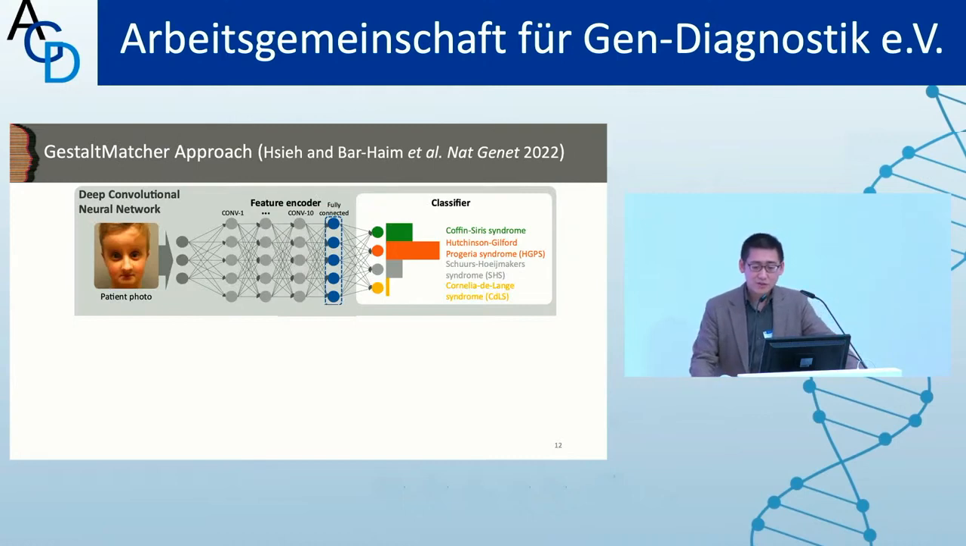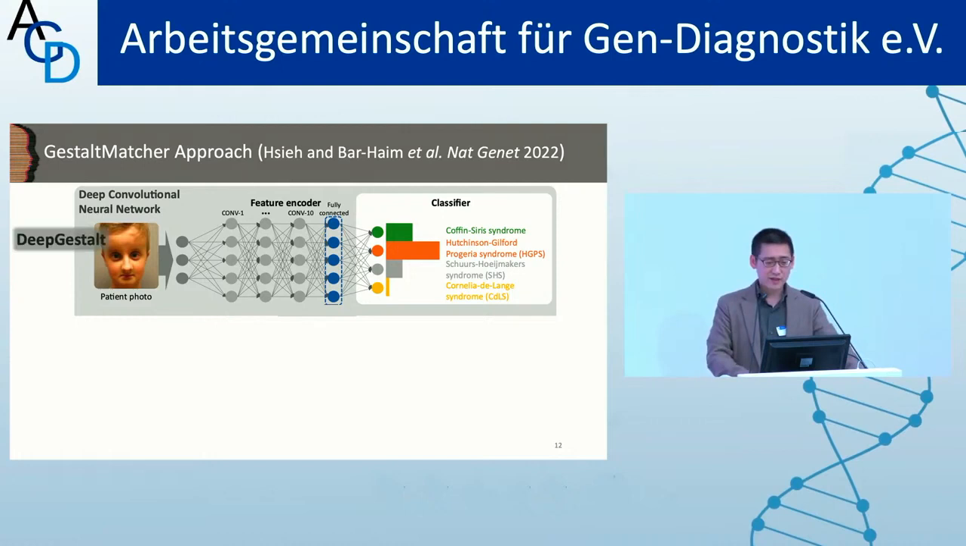Okay, now I would like to introduce how we extend Deep Gestalt to the Gestalt Matcher approach. The upper part here is just like what I introduced at the beginning, the Deep Gestalt approach, where we train a deep convolutional neural network to classify the disorder. In the Deep Gestalt approach, there are two components, the feature encoder and the classifier. The feature encoder learns the facial features, and the classifier tries to classify the facial features into the disorders we train in the network.